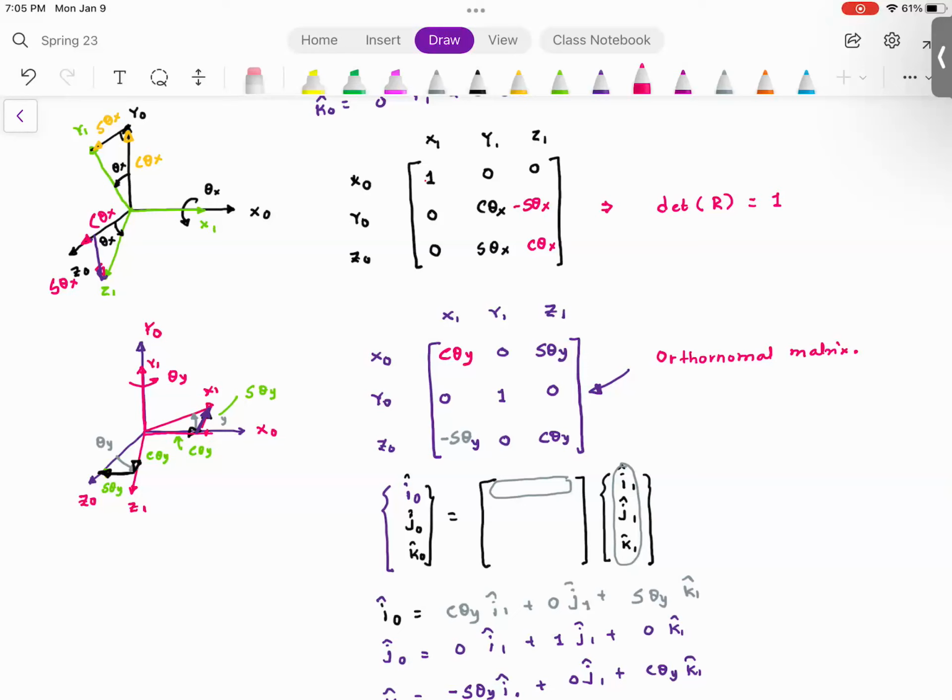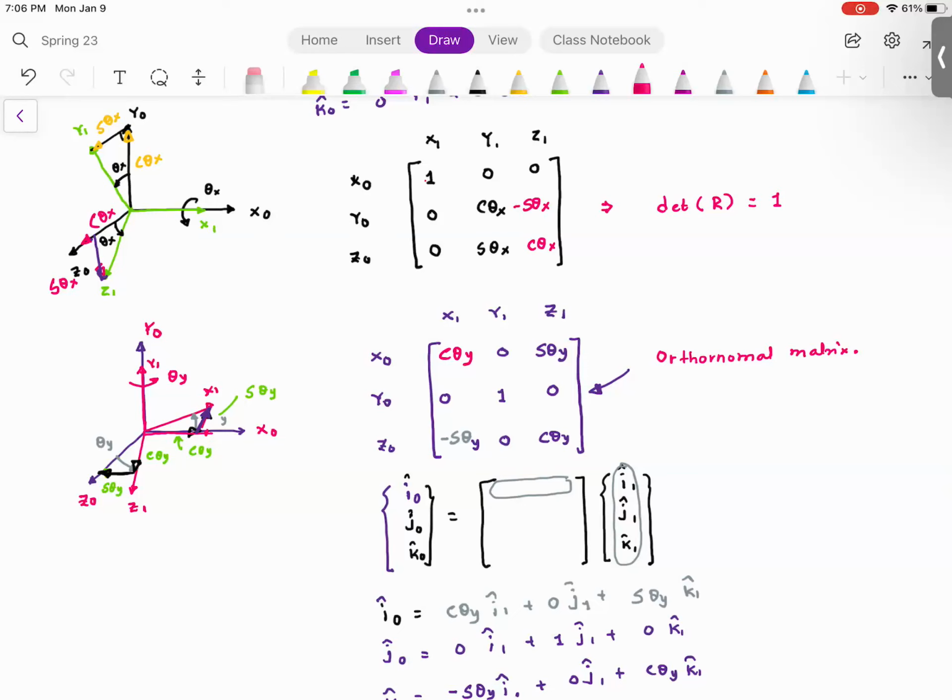Z does not have a projection on y, which means all these three axes form a triad, which means they are independent. You cannot resolve them in terms of each other. That's why they are normal. And why are they orthonormal? Because all the vectors are unit vectors. Everyone understood this? That is the reason why this matrix is an orthonormal matrix.